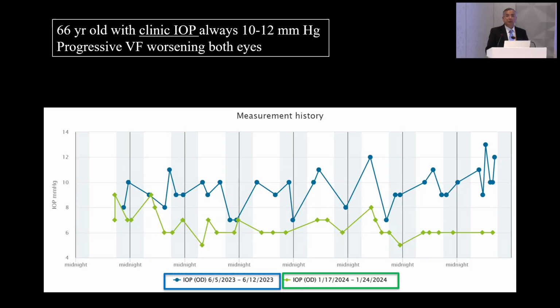But he was not convinced because he was a normal tension glaucoma patient. You know, they never get convinced, right? They're always skeptical. He said, but maybe because I stopped drinking coffee. That's why my pressure fluctuation went down. How do you know that it is the surgery? So we said, okay, let's do the other eye.